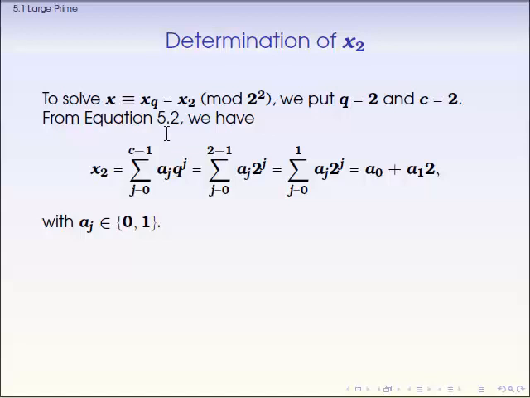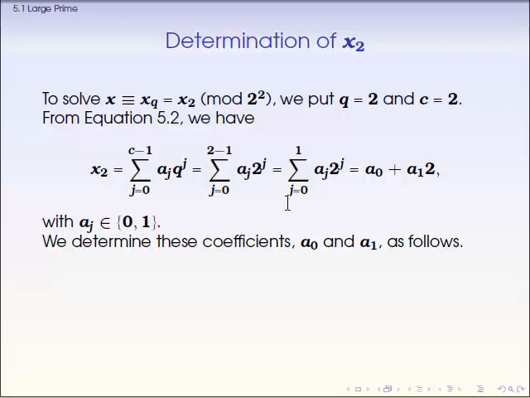Then x2 should be written in a polynomial style like that, with powers of the factor 2, because it's q to the j. At this moment, q is 2, the prime factor, right? And c is 2, therefore j is only up to 1, 0 to 1, so we're expecting 2 terms for x2. Once again, aj must be either 0 or 1, because they must be less than the factor 2.